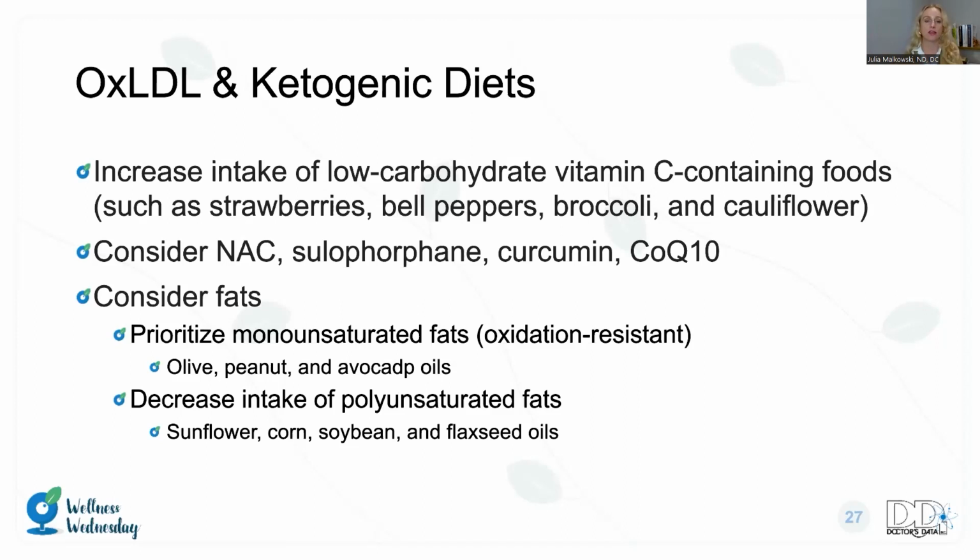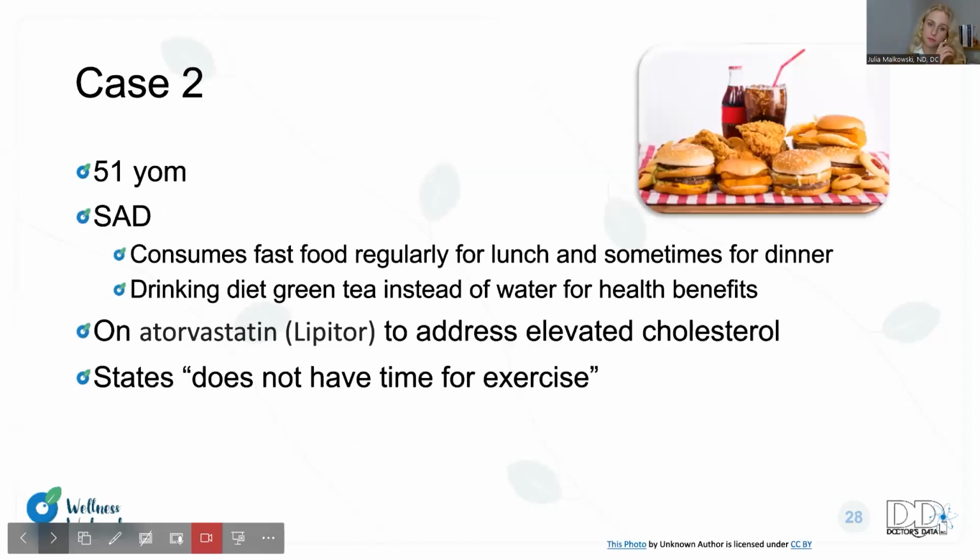And then, of course, the fats, right? Because someone can be on a ketogenic diet and they can be consuming soybean and canola oil fats all day long. So we need to decrease the intake of the polyunsaturated and prioritize those monounsaturated fats, those avocado oils, peanut oils, olive oil, those oxidation resistant fats, because the patient has high oxidized LDL, okay?